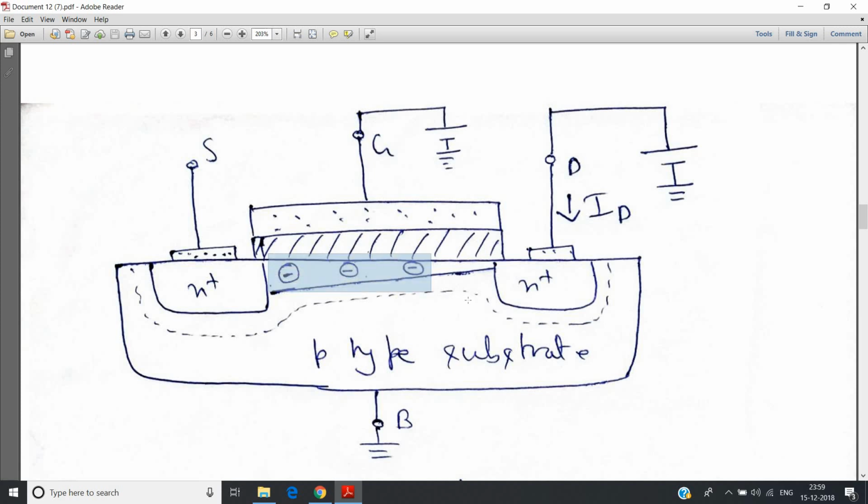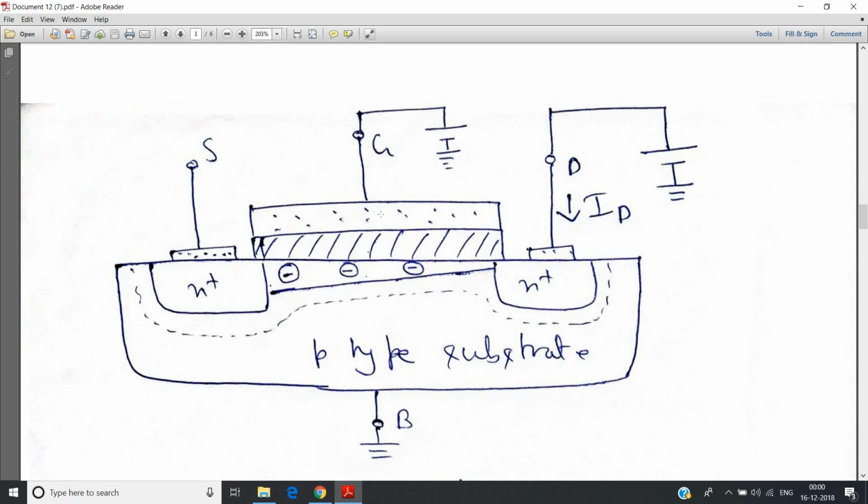There will be accumulation of the minority electrons which are present in the p-type substrate just below the oxide layer. Okay, so see here the accumulation of electrons, which are basically minority charge carriers for the p-type substrate, and they will form a channel through which the current will flow. You know these basic things, right?